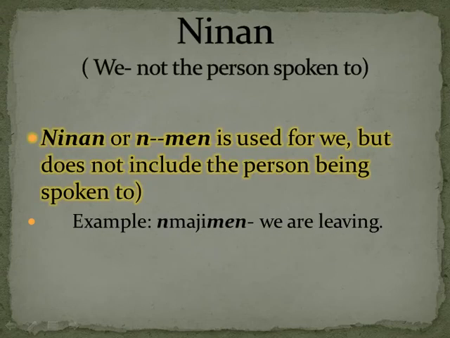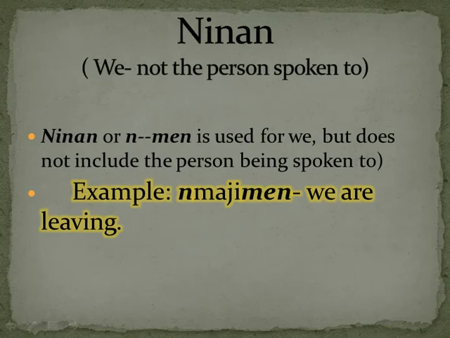Ninan is the we but not you. This is where we're excluding somebody from the conversation. So it's like saying, we're going to the store, but you're not coming with us. So ninan, or the N and the men, is used for we but not you. For example, namajiman, we're leaving. If I said that to you, you would know that you weren't coming with us.